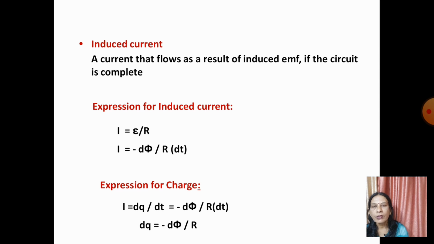Similarly, we can have the expression for charge. As we know, I is given by dq by dt, the rate of flow of charge. So dq by dt can be written as minus 1 upon R times d phi by dt, or simply we can say that dq is equal to minus d phi by R.